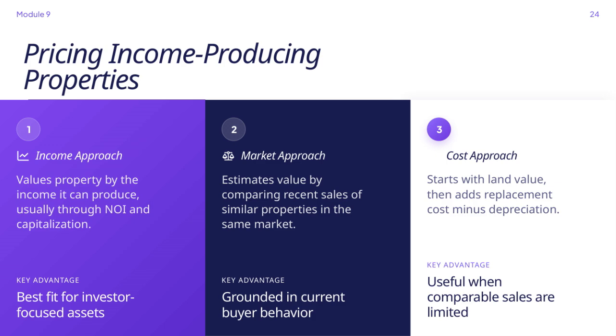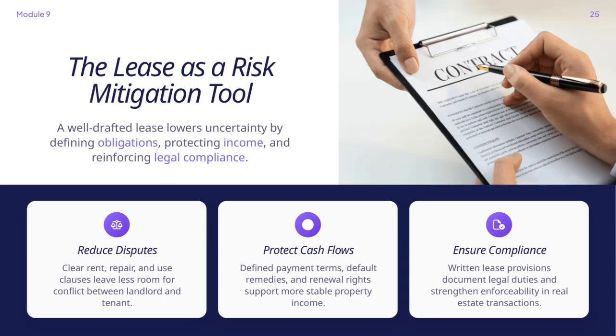When we talk about the lease as a risk mitigation tool, it's important to recognize how a well-drafted lease can significantly reduce uncertainty. By clearly defining the obligations of both the landlord and the tenant, it protects the landlord's income and ensures both parties comply with legal requirements. One key way it reduces disputes is through clear clauses covering rent, repairs, and the permitted use of the property. When these terms are explicitly stated, there's less room for disagreement or misunderstanding.